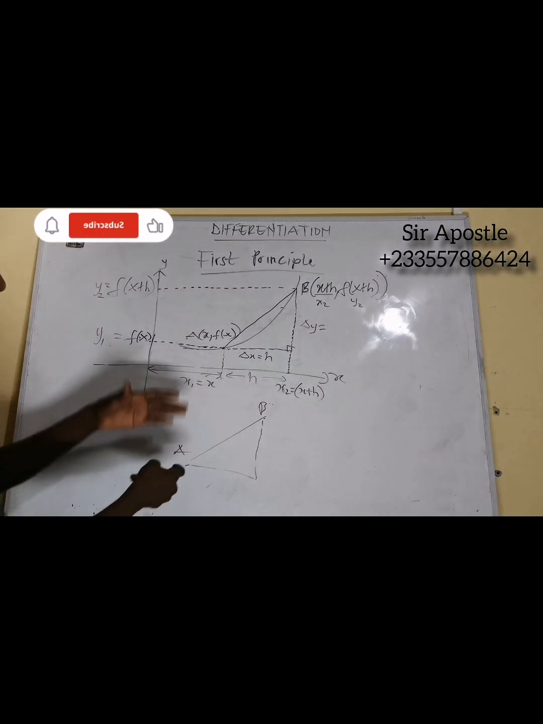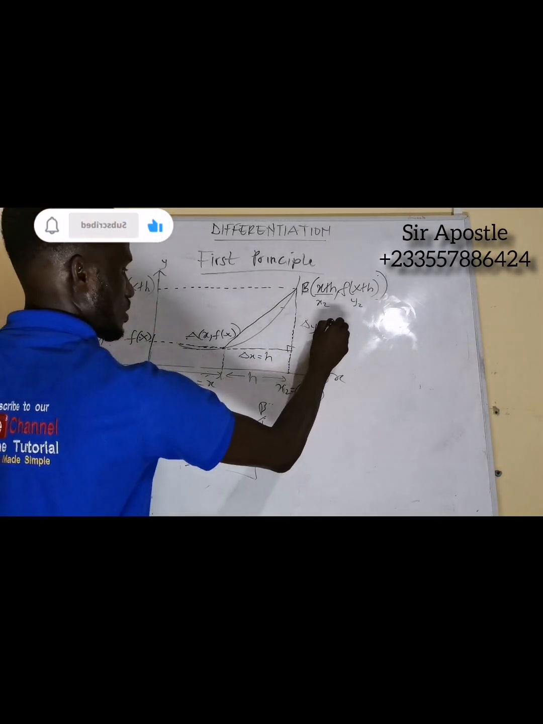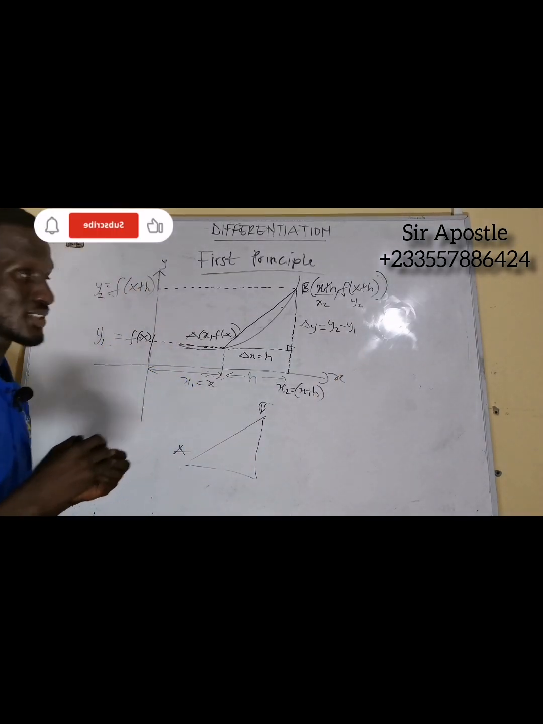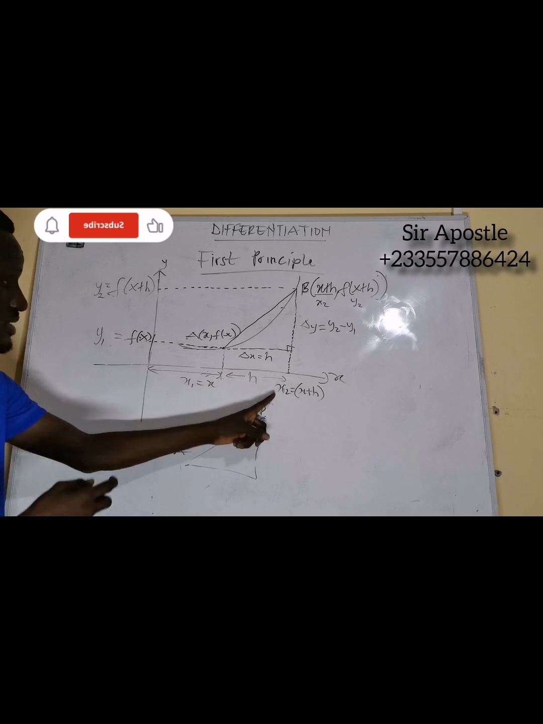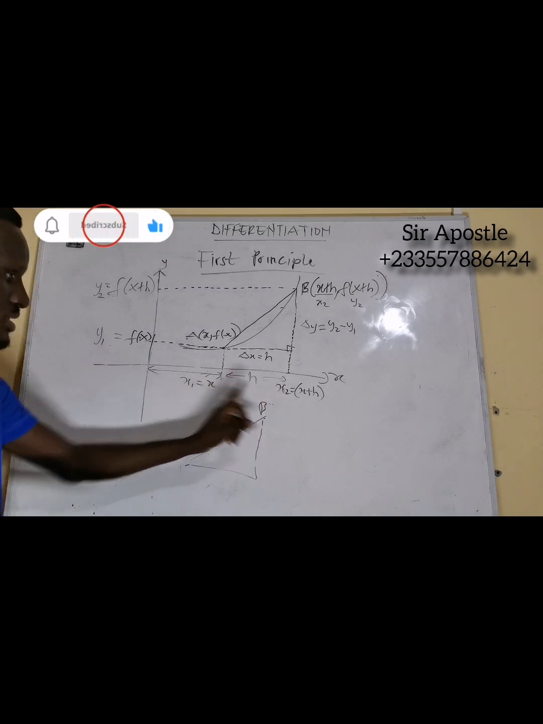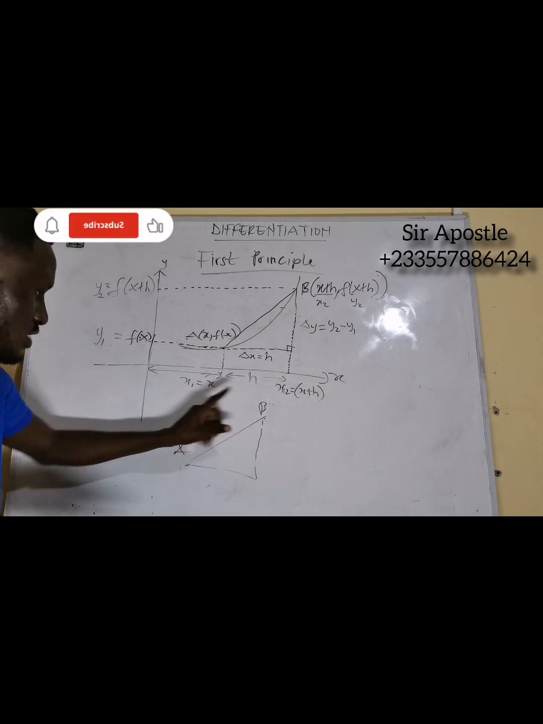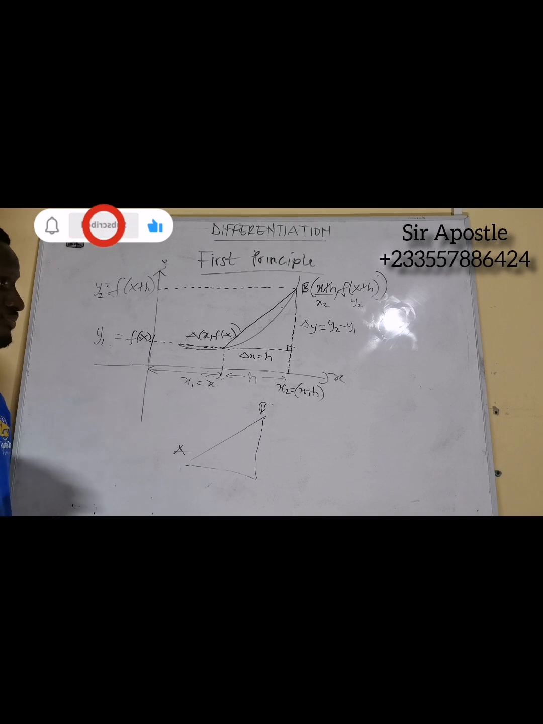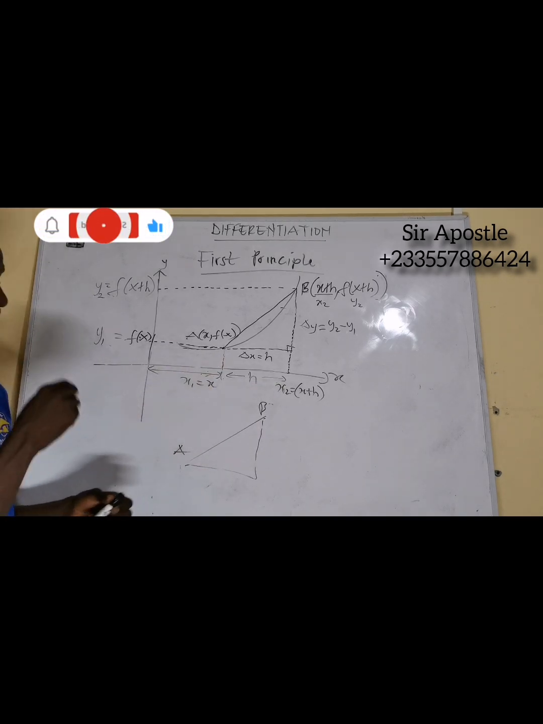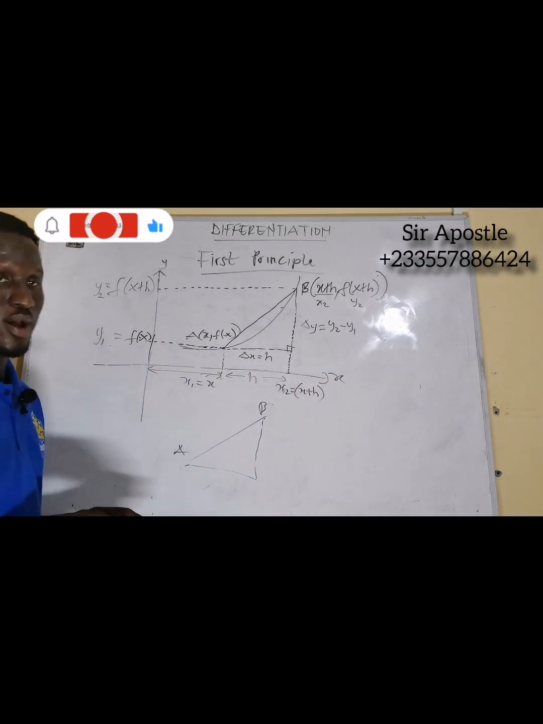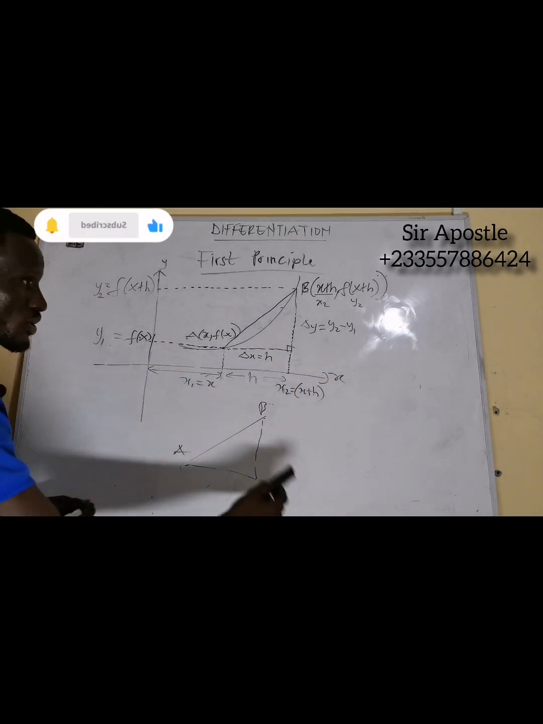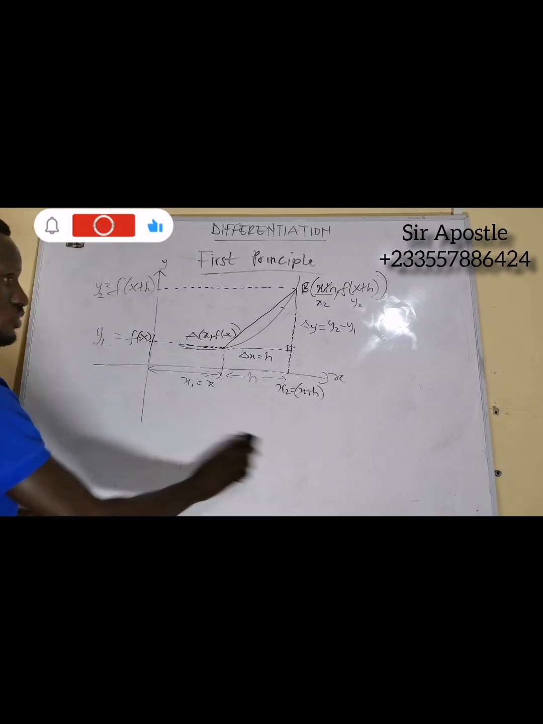Now what will be the difference in y? Difference in y means you have to subtract y2 minus y1, right? Whilst the difference in x means x2 minus x1. You see, when you subtract x2 minus x1, you're still going to get the h. But I've allocated here as h, so that's why I'm writing the difference in x to be h. The difference in y is y2 minus what? y1. Please follow closely.